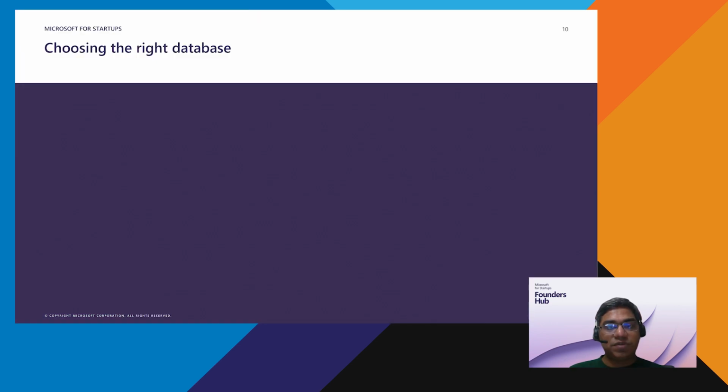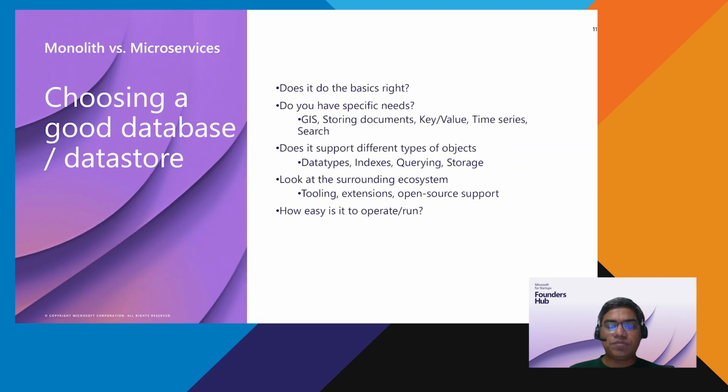Once you have thought about the application itself, the next part that we look at is choosing the right database. And this is important because the choice of database can dictate how fast or slow or how scalable your application is. So there are a few parameters that you would use to choose a good database or data store, and I'll go a little bit more in detail in the next slide.